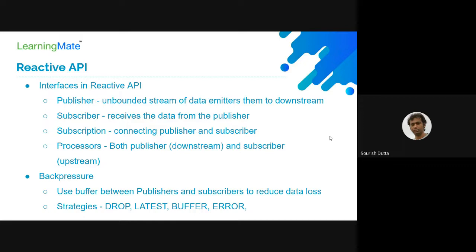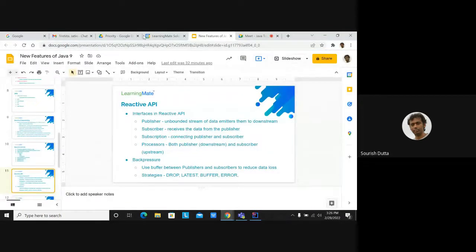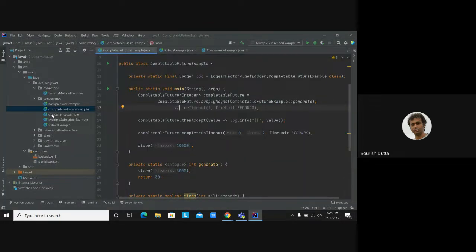Now there are different data buffer strategies available with RxJava. Some are drop, some are latest, some are error, some are buffer. So let's first see some RxJava example, then we're going to come to the Flow API. Under the Flow API in Java 9, we have these four sub interfaces. Fair enough. So this is a basic example of RxJava.